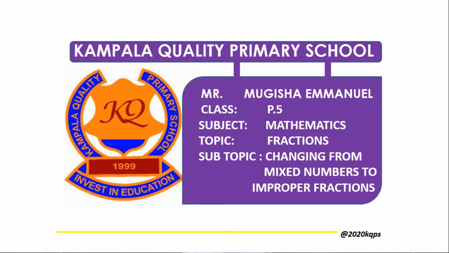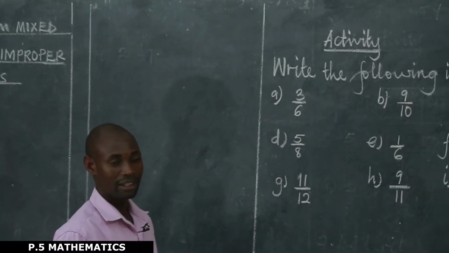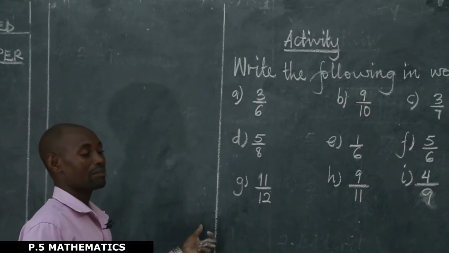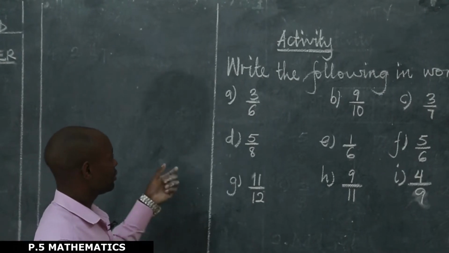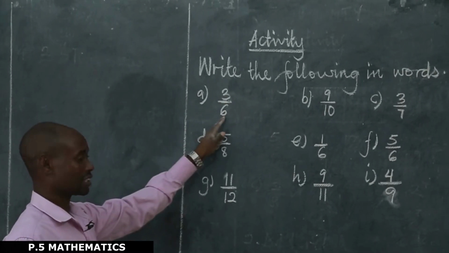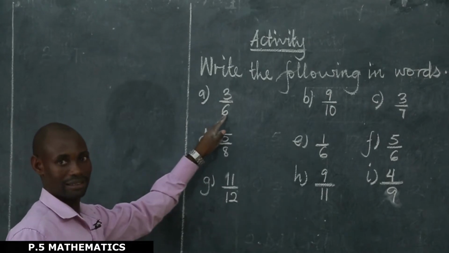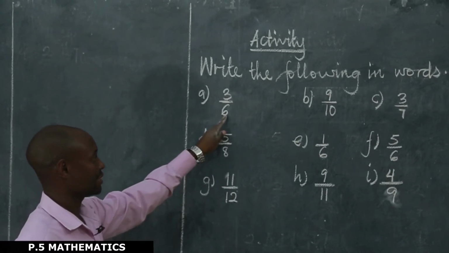In our previous lesson, I taught you how to write fractions in words, okay? How to write fractions in words. And I told you when we are writing fractions in words, if the numerator is bigger than the denominator, then your word must be in plural. For example, this is 3 out of 6. So when we are writing, we say 3/6 with s at the end.